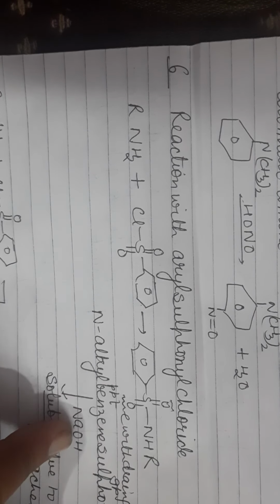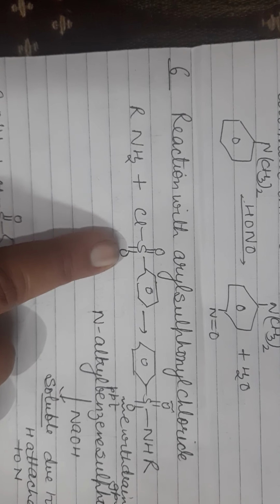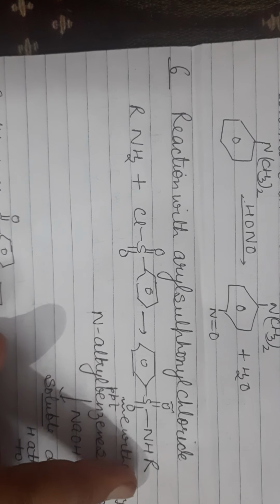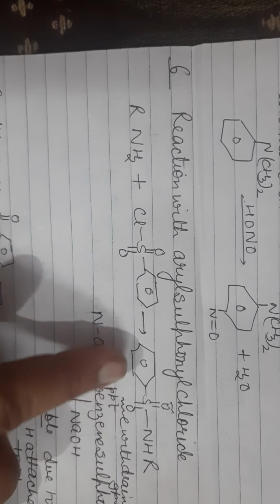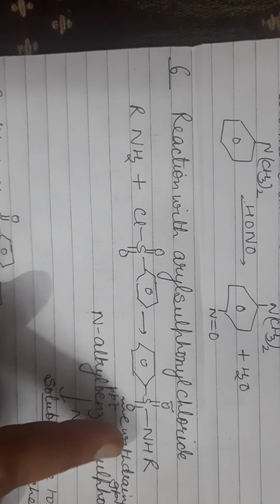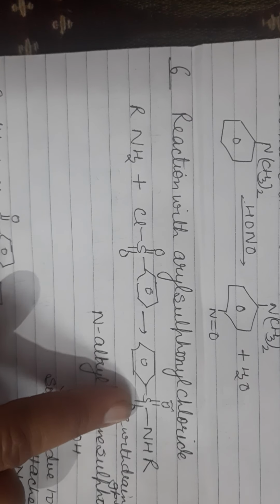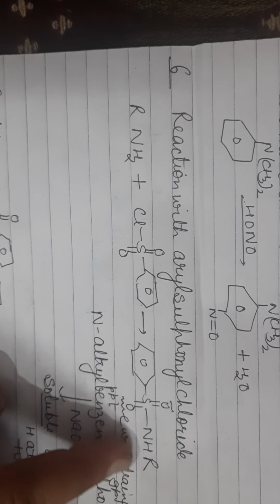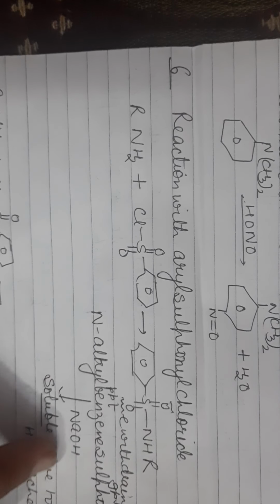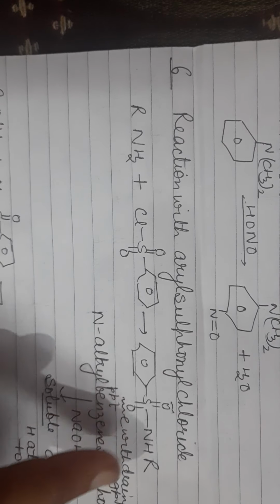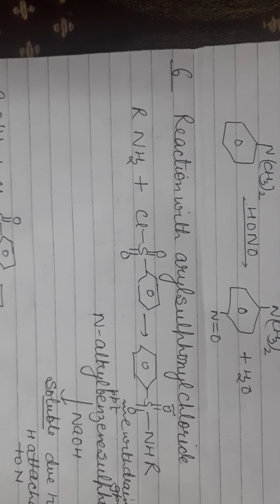When we treat primary amines with aryl sulfonyl chloride, we get N-alkyl benzene sulfonamide. This is acidic due to the electron withdrawing group. So due to the presence of H here, this is soluble in sodium hydroxide. So these precipitates get dissolved in sodium hydroxide.